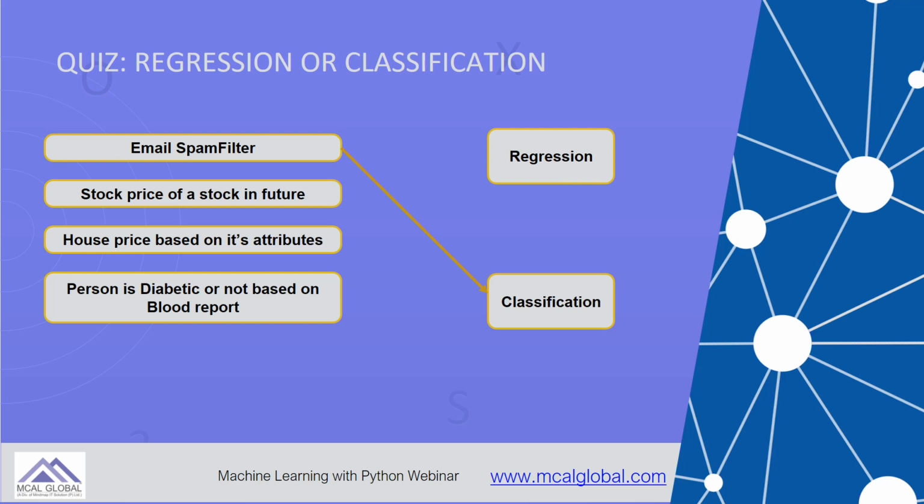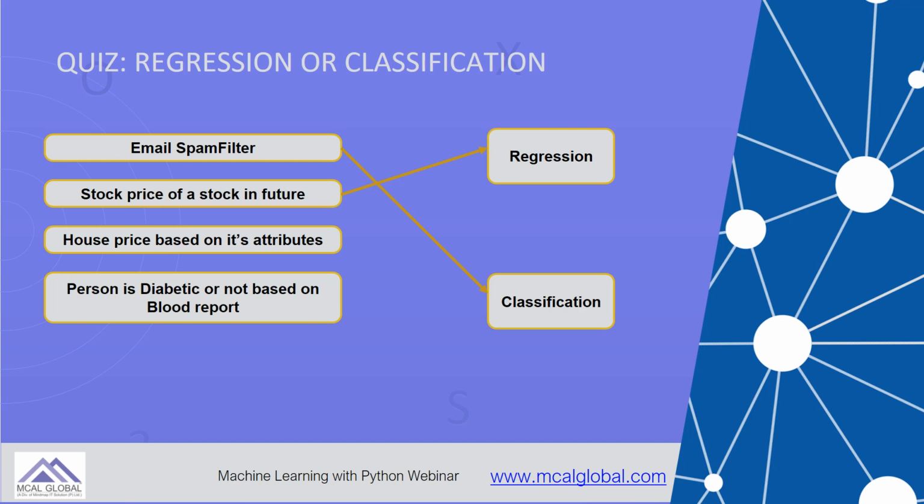Stock price of a company in the future, if you want to predict that, is it a regression or a classification problem? It's a regression problem because we're trying to predict the price. It's a free-flowing number value. It can be any one of infinite values. So it's regression.